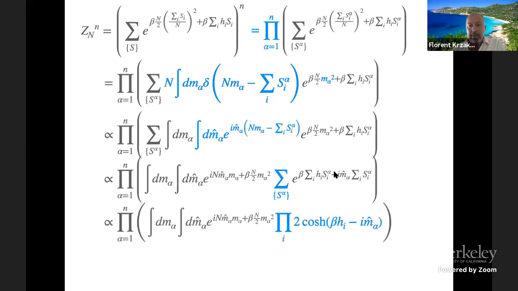But if you look at this, you see that these actually can be factorized independently over all sites i. So you can actually perform this summation over the 2 to the n configurations, and it's just giving you this simple term, product over i of 2 hyperbolic cosine of beta h_i minus i m hat alpha. Right, the whole reason physicists introduce this change is to somehow arrive at a point where the impossible sum can actually be done in a very simple way.